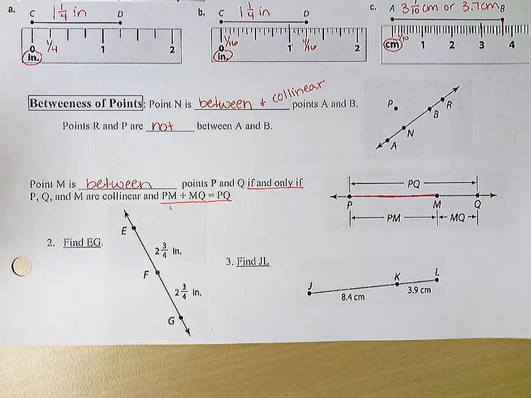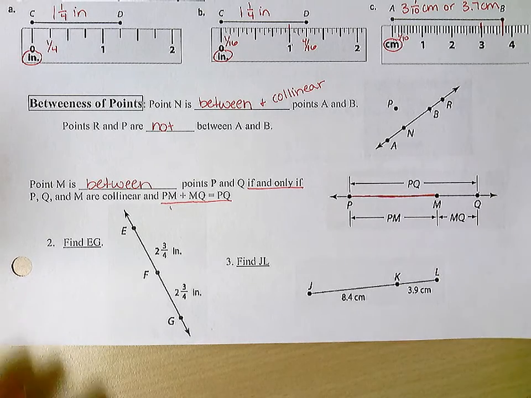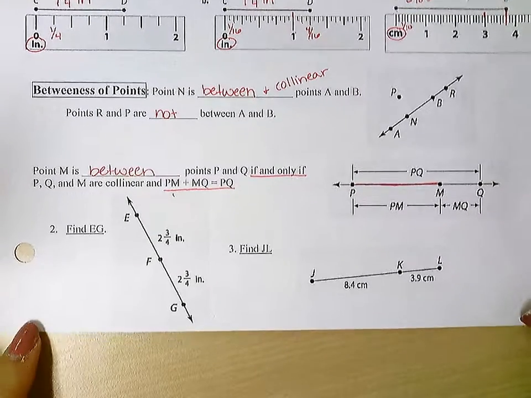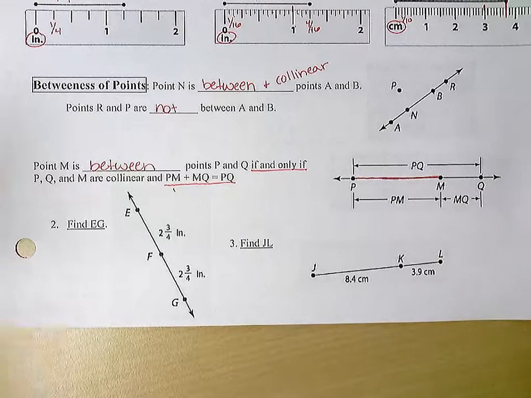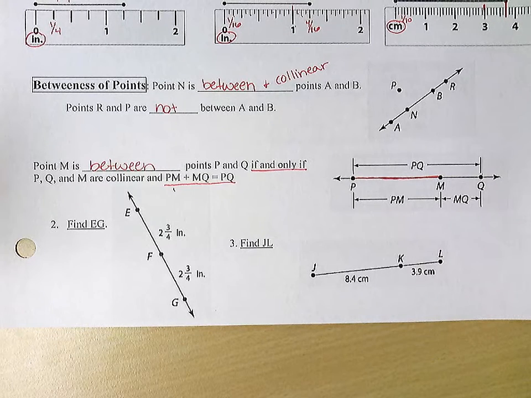Okay, that's the segment addition property, and we'll get into that later with proofs. But that is the segment addition property, and it is something you should know. You don't have to know that it's the segment addition property yet, though. So we're going to use that to find different segment lengths.